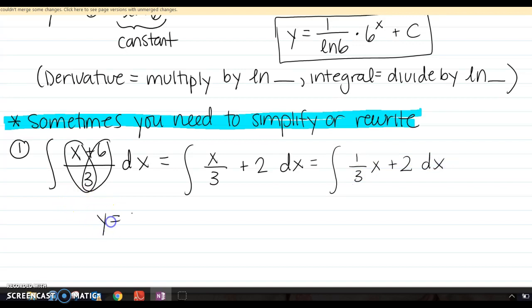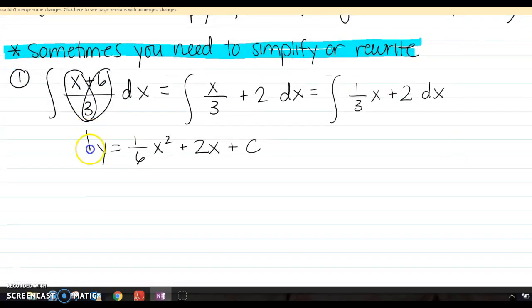So y will equal, well, 1/3 times x squared over 2, which is going to be 1/6 x squared. So 1/3, we did x squared, and then we divided by 2, plus 2x plus c. So that's one way to look at that integral.